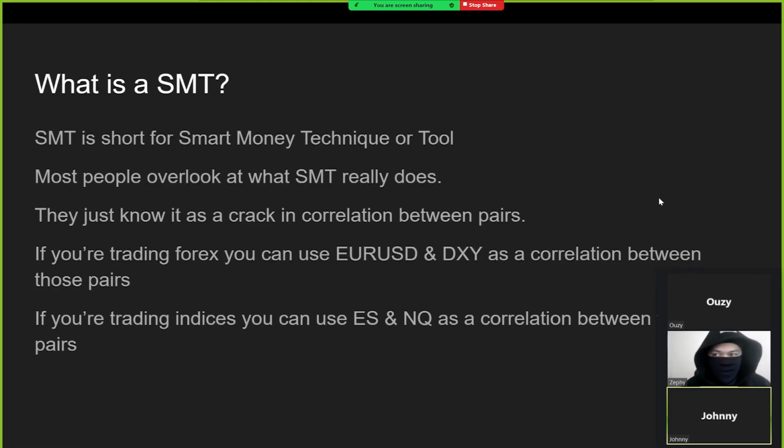All right. So here we have, what is SMT? SMT is short for smart money technique or tool. Most people overlook what SMT really does. They just know that it's the cracking correlation between pairs. If you're trading Forex, you can use EU and DXY as a correlation between pairs. If you're trading indices, you can use ES and NQ as a correlation between those pairs.